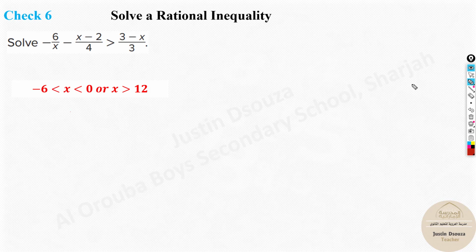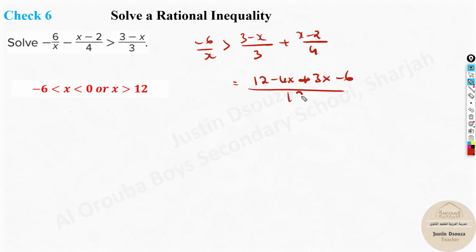So I'll try to quickly solve this here. You can pause the video and solve it by yourselves. But anyways, now I will solve it. I will take this to the other side. It'll be minus 6 by x greater than 3 minus x by 3 plus x minus 2 by 4. Now all you have to do is multiply 4 over here. 4 times 3 is 12 minus 4x plus 3x minus 6 divided by 4, 3 fours are 12. Here you have minus 6 by x.